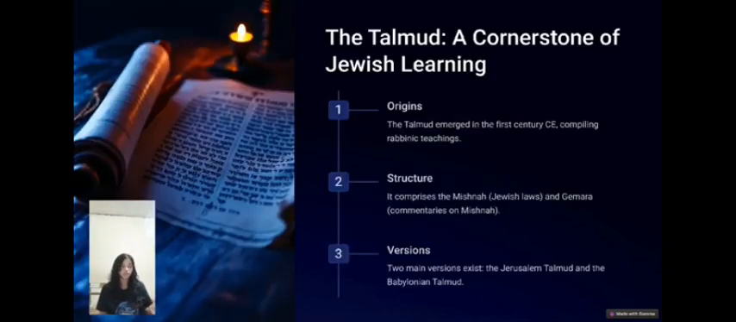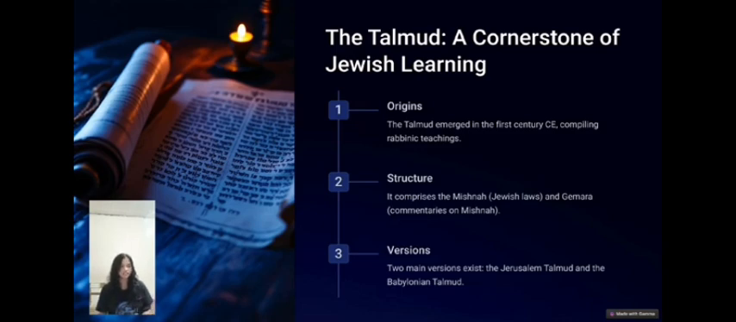So first we have the Talmud. The Talmud emerged in the 1st century CE, compiling rabbinic teaching. It comprises the Mishnah, which is the Jewish laws, and the Gemara, which is the commentaries on the Mishnah. The Talmud has 2 main versions. First is the Jerusalem Talmud, called Yerushalmi. And second is the Babylonian Talmud, called Bavli.